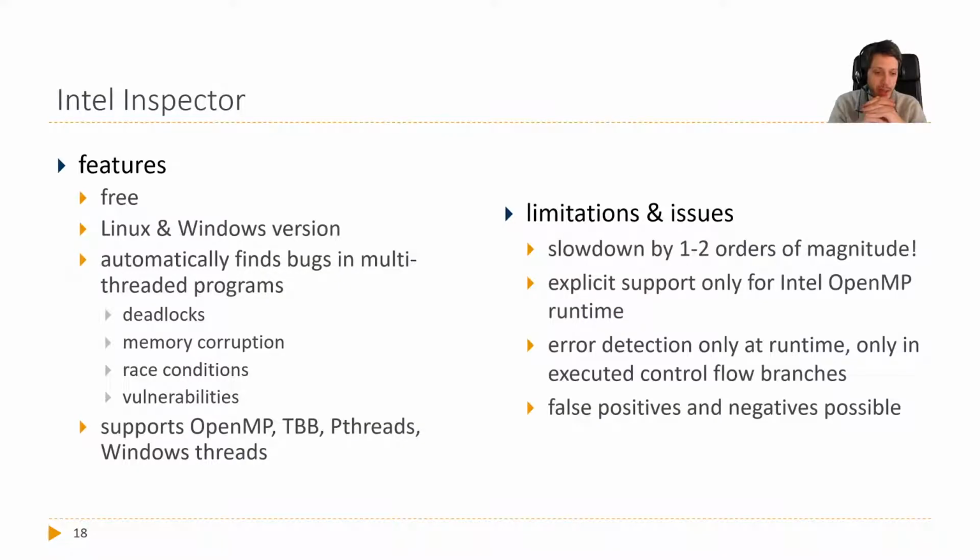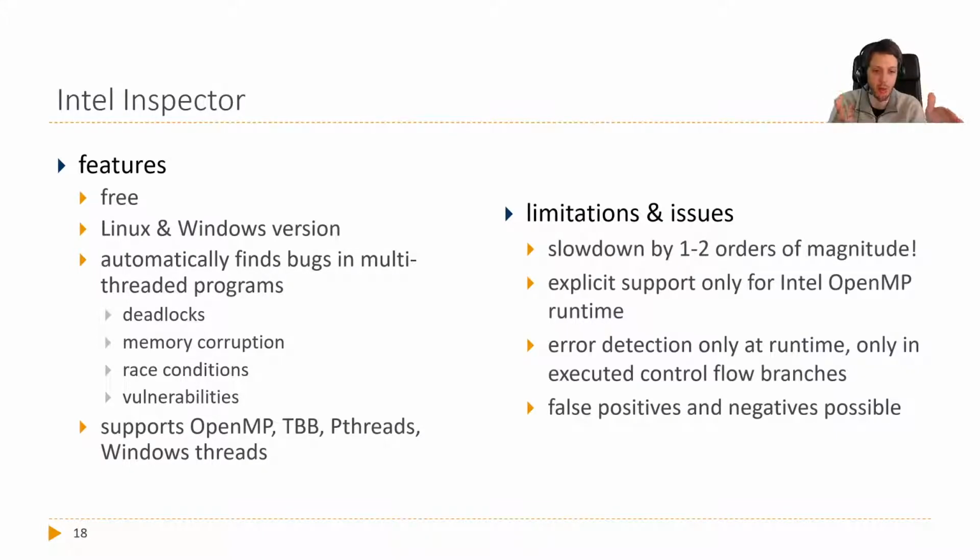It can do error detection only at runtime, so no static checking. You actually need to run your program, and only in executed control flow branches, which is different compared to sanitizers, for example, or code coverage tests and stuff like that. Everything where the compiler is involved, the compiler can already check: can this code be visited or not? If the code is not visited statically already, it cannot be the cause of your bug, obviously.